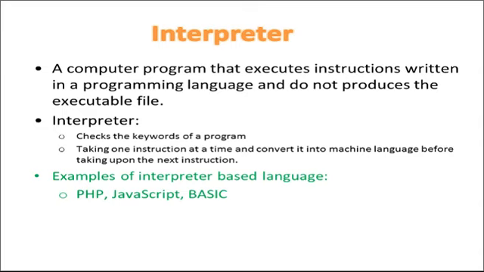Interpreter is also used for checking the keywords of a program. The second difference between the compiler and the interpreter is that the compiler will check the whole program at a time, whereas the interpreter takes one instruction at a time and converts it into machine language before taking up the next instruction. Most of the scripting languages, such as PHP, JavaScript, and BASIC, are using interpreters to convert the program into machine language code.